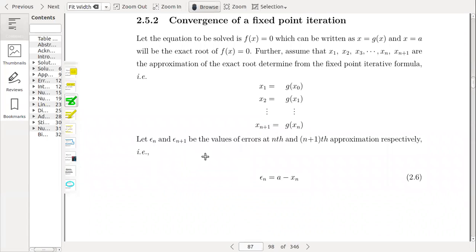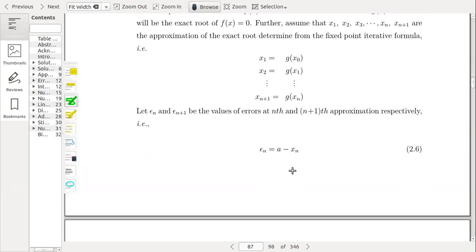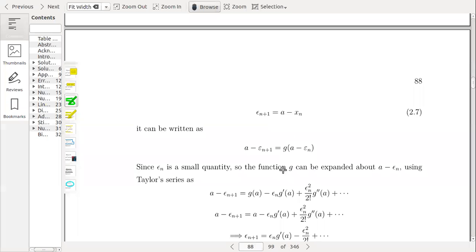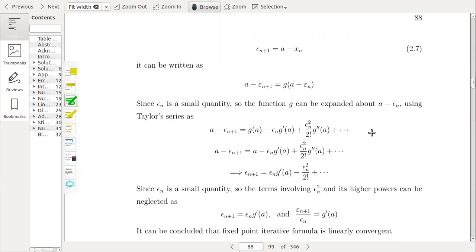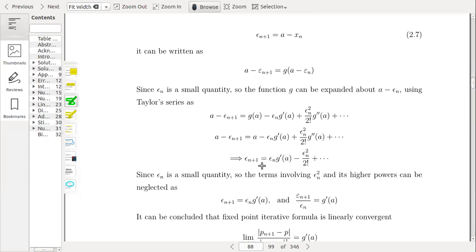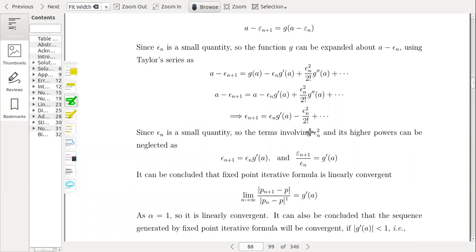Let epsilon n and epsilon n+1 be the values of errors at the nth and n+1th approximation respectively. That is, epsilon n is equal to a - xn and epsilon n+1 is equal to a - xn+1. So a - epsilon n+1 can be written as g(a - epsilon n). Since epsilon n is a small quantity, the function g can be expanded about a using Taylor series expansion: a - epsilon n+1 can be written as g(a) - epsilon n g'(a) + epsilon n squared over 2 factorial g''(a). And we can simplify as epsilon n+1 is equal to epsilon n g'(a) - epsilon n squared over 2 factorial g''(a) plus so on.